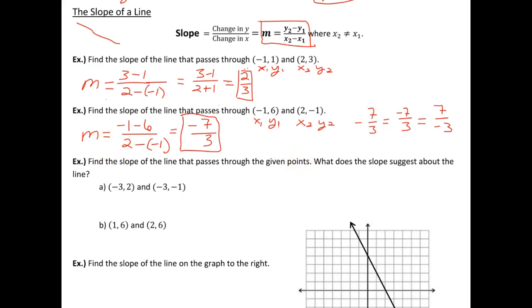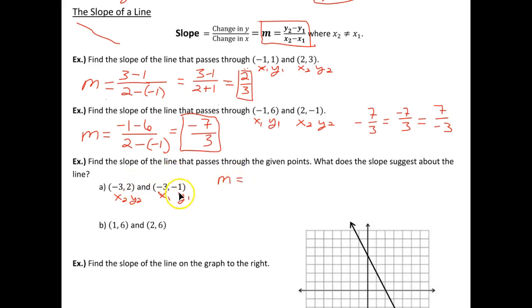Alright. In this next example, we're going to see some funny things happen and then talk about why they happened. So again, I'm just going to label, it doesn't matter which one's which. Let's start here. Let's say this is x1 and y1. This is x2, y2. So, slope equals rise over run.